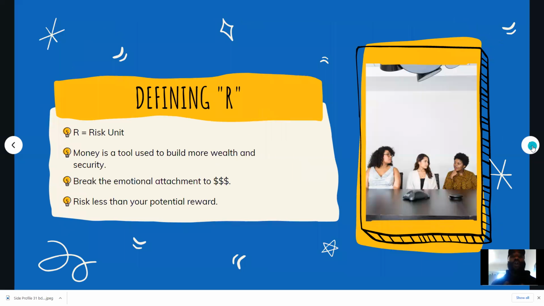So defining our R. Our R equals our risk unit, okay? Like we were talking about earlier with the psychology, money is a psychological aspect, because money is a tool that is used to build wealth and security, which normally leads to freedom. So what we want to attempt to do here today is break that emotional attachment to that dollar sign, and how we're going to do that is we're going to replace that dollar sign with an R. Once again, your R stands for your risk unit. One of the things we want to focus on as well is to risk less than your potential reward.